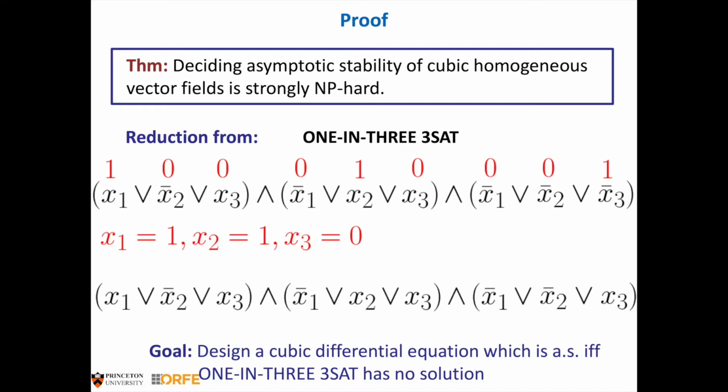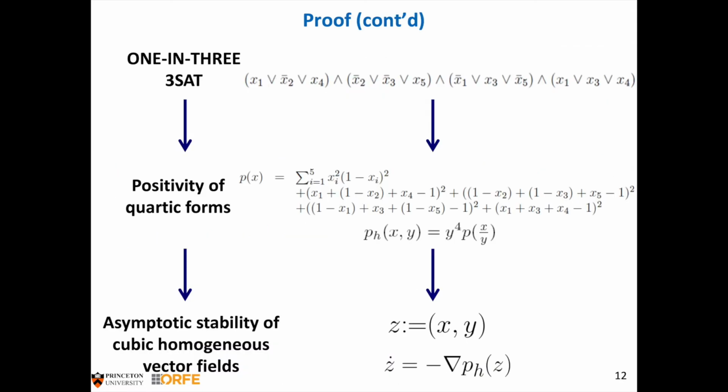I need to design a cubic differential equation which is asymptotically stable if and only if this input is not satisfiable. So from every input like this, I need to write down a cubic vector field such that the vector field will be stable if and only if the answer to this question was a no. Okay, so how is that done? Again, this is just a proof in one slide.